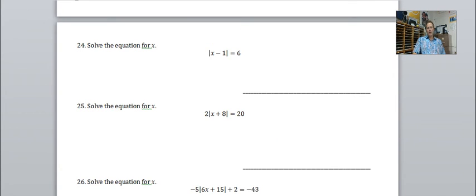Absolute values, you need to separate this into two different ones. You're going to get x minus 1 equals a positive 6, and x minus 1 equals a negative 6. Add 1 over, that's how I get x equals 7. Add 1 over, that's how I get x equals negative 5.